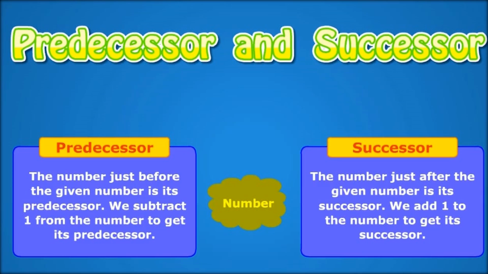Predecessors and successors. Predecessor: the number just before the given number is its predecessor. We subtract 1 from the number to get its predecessor. Successor: the number just after the given number is its successor. We add 1 to the number to get its successor.